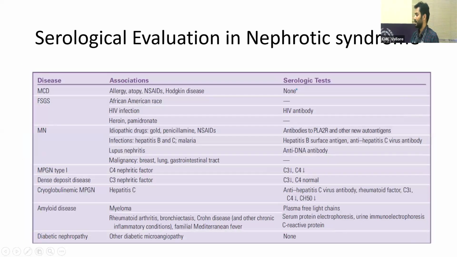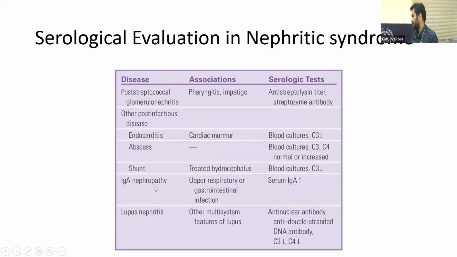Regarding this, the next step is serology to rule out the secondary causes. These are the different diseases. For membranous nephropathy, you have to check the PLA2R antibodies. In case of amyloid disease, plasma free light chains and electrophoresis. And in case of nephritic syndrome, like post-streptococcal glomerulonephritis, you have to check ASO titers, anti-DNase B, and complement levels.